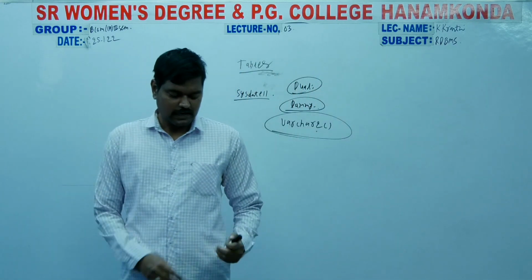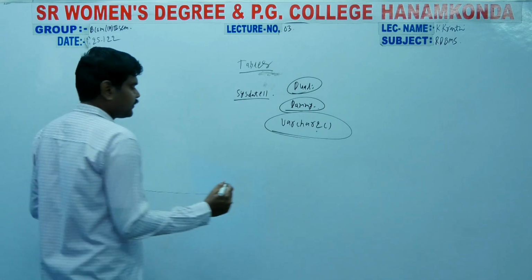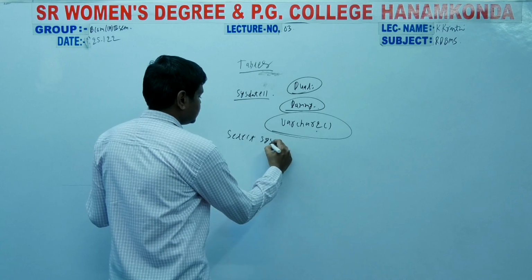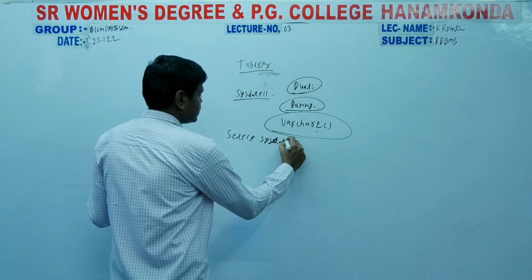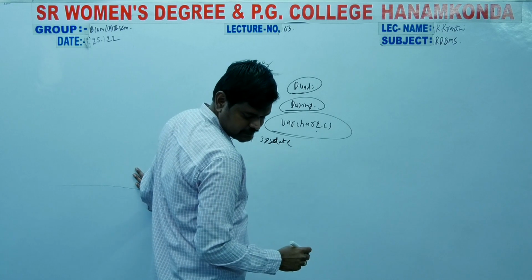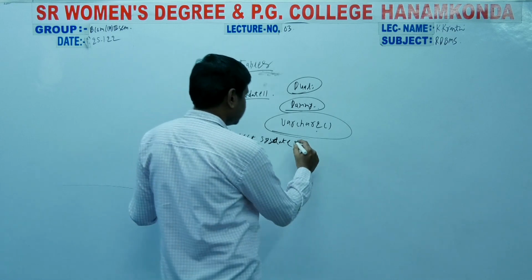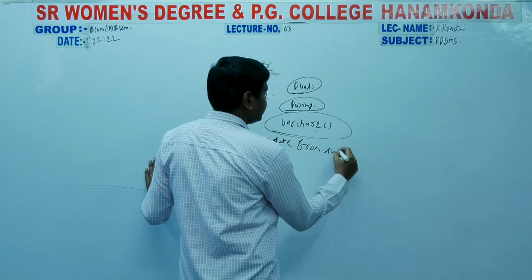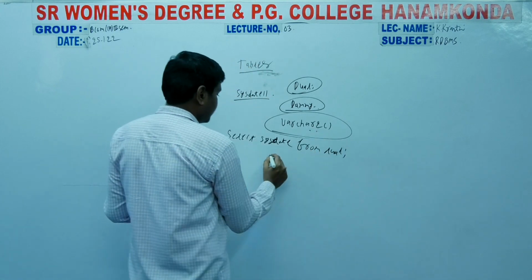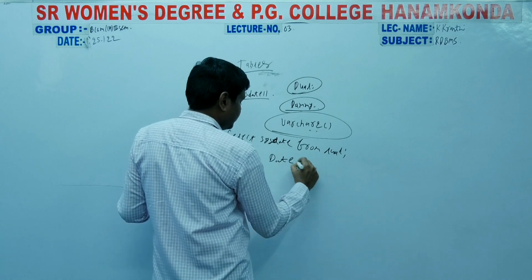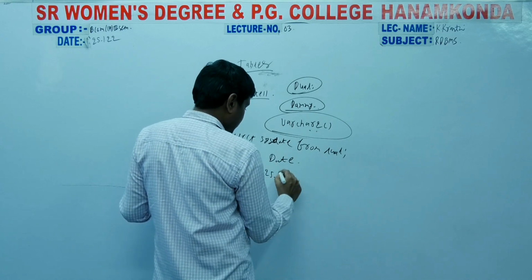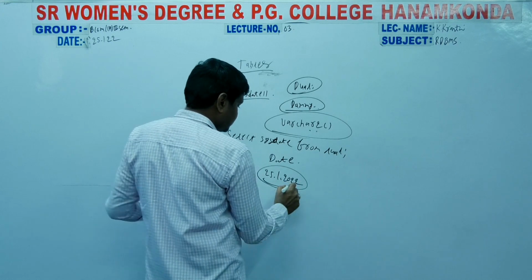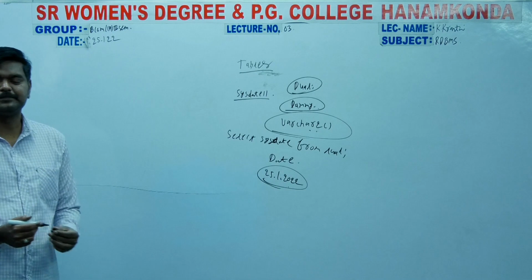For example, I want the system date. So here: select sysdate, which is a function, and you have to mention from dual. Automatically, in the dual table, in VARCHAR2, the date format will be fixed, and the date today, 25/1/2022, is displayed here.